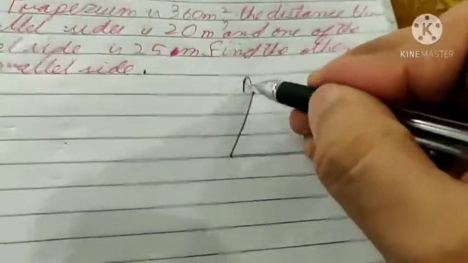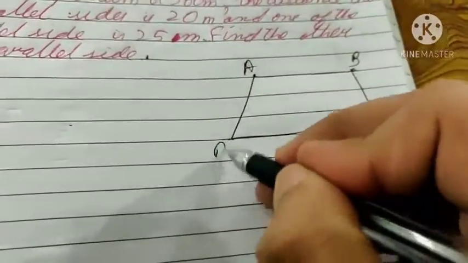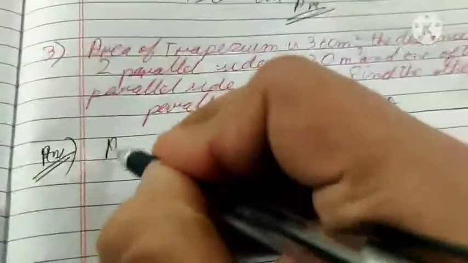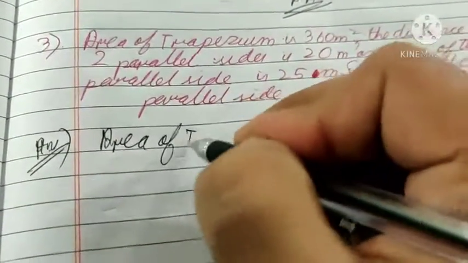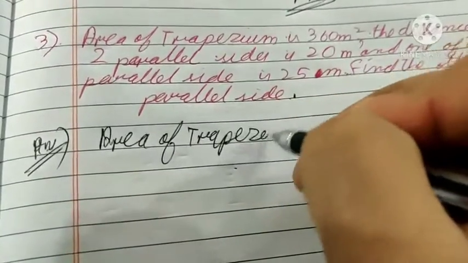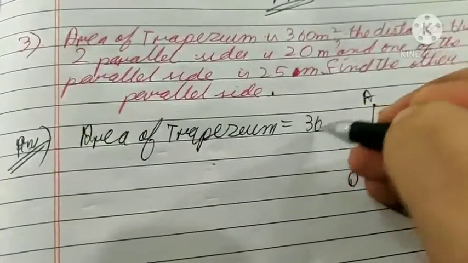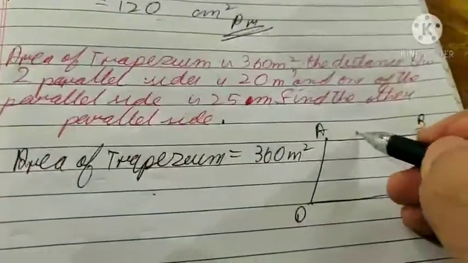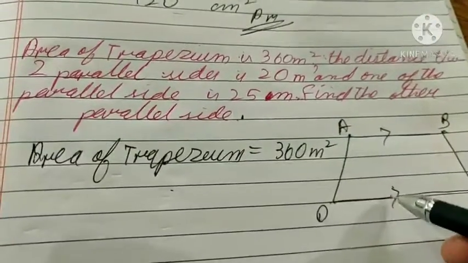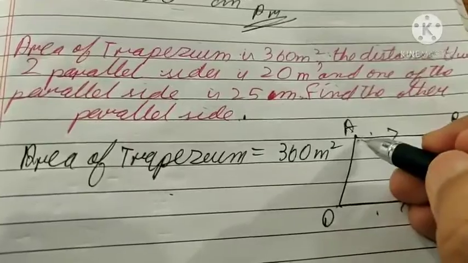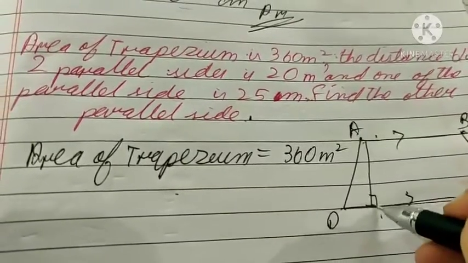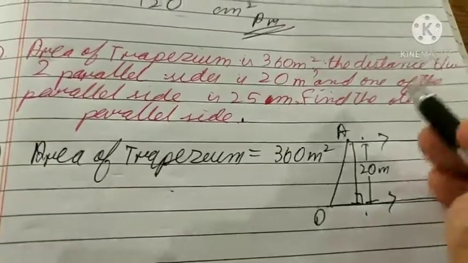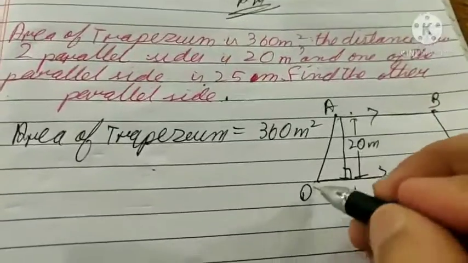Okay, it is a trapezium A, B, C and D. So here it says that the area of trapezium is 360 meters square and it says distance between two parallel sides. Look, these are the parallel sides. Distance between them, that is the height between them. This is 20 meters. And one of the parallel sides is 25 centimeters.